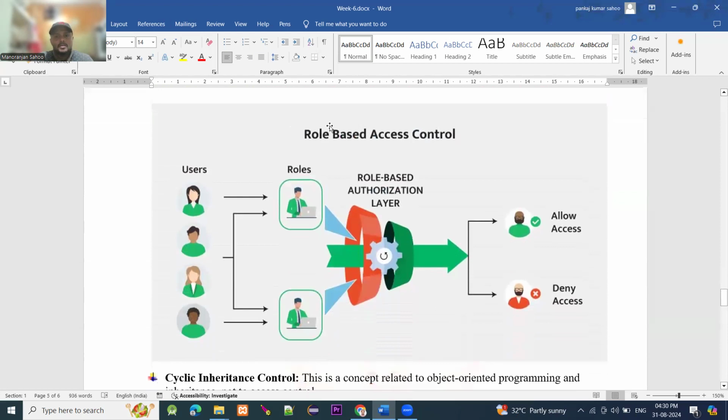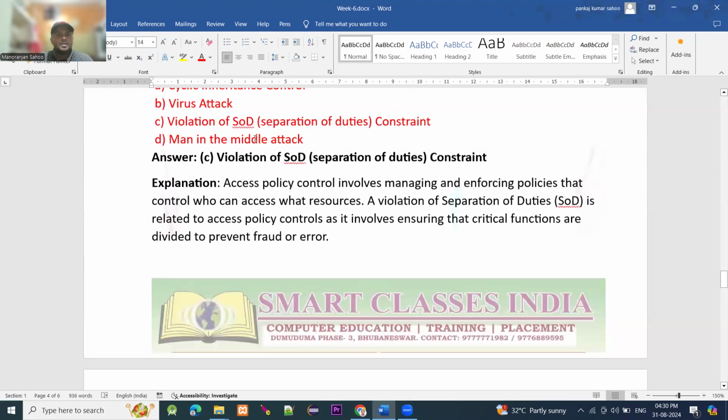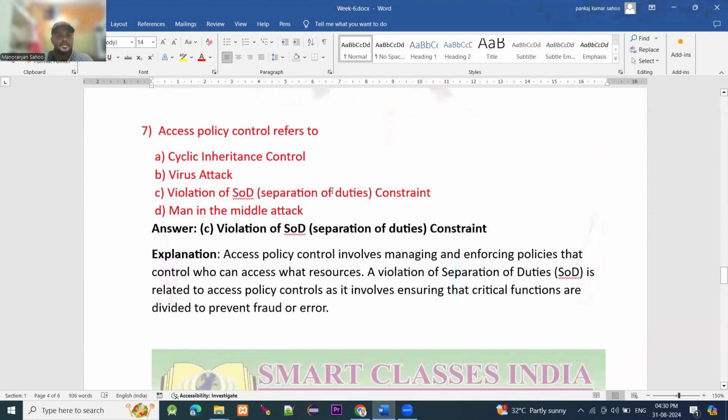What about role-based control? Here the user is there, and the role is there. With role-based authorization, you can allow the access and you can deny the access. So option C, violation of SOD, is what access policy control refers to.